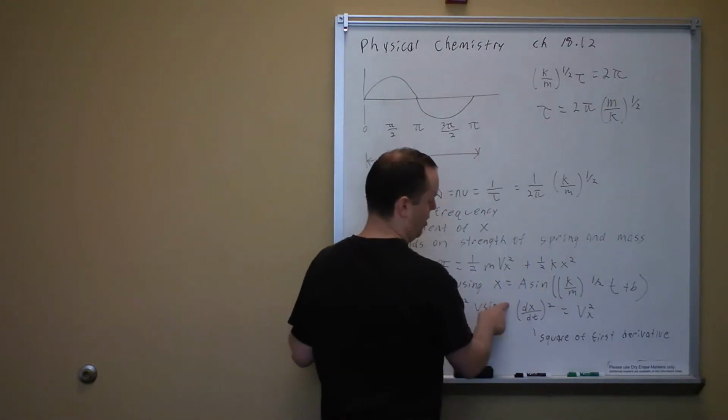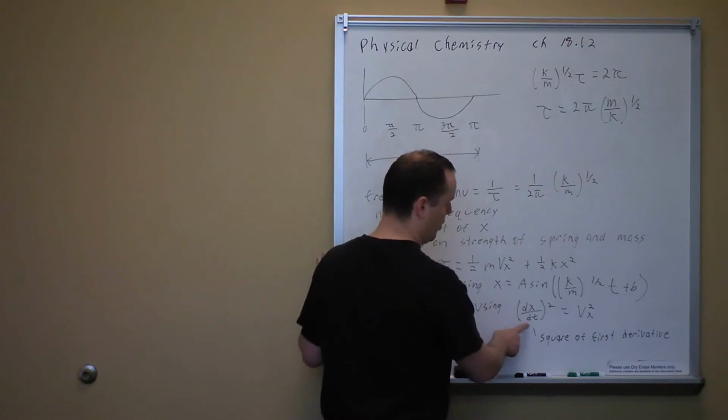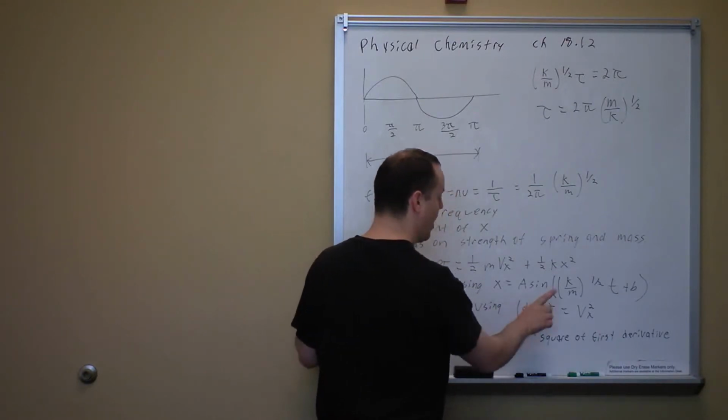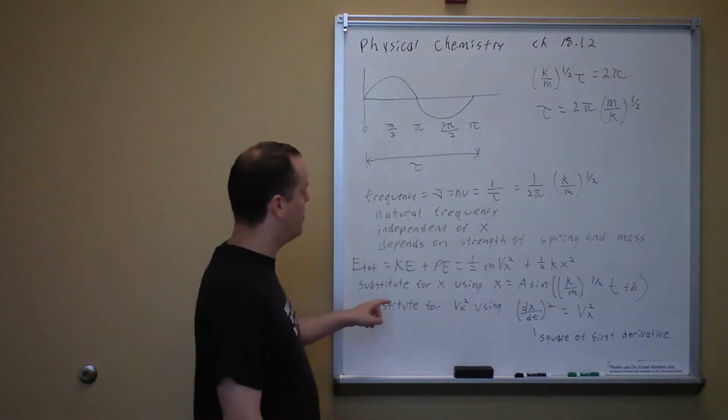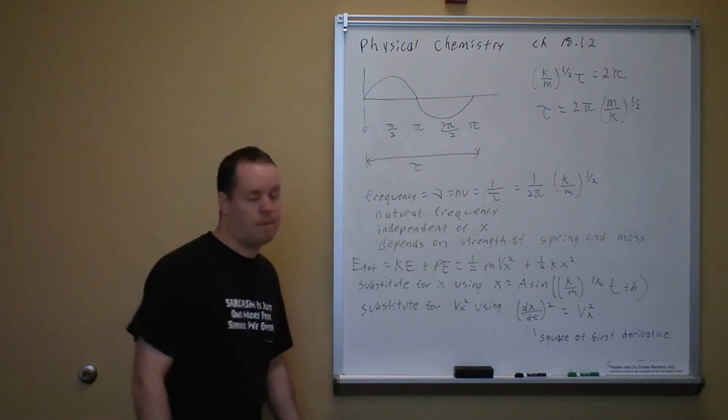Now remember, look very carefully at where the parentheses are. This is the first derivative with respect to t, squared. It's not the second derivative. So make sure you pay close attention to that when you're doing a homework problem, or you'll really screw up the math.